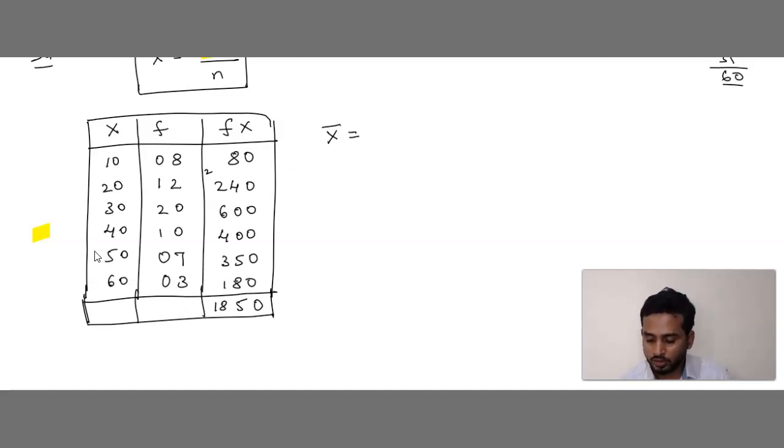Understood the answer? Please cross check once again, because if one value goes wrong, your entire answer will be wrong. Let me check once again. 50 plus 180, right? Yes, it is 1850. Yes, it's correct. Now x bar equals sigma fx. Sigma fx is how much?